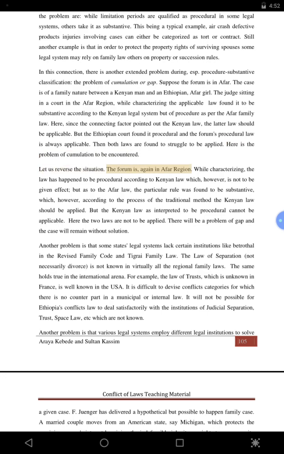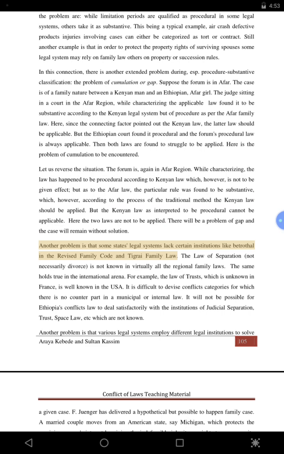Let us reverse the situation. The forum is, again, in the Afar region. While characterizing, the law happens to be procedural according to Kenyan law, which, however, is not to be given effect, but as to the Afar law, the particular rule was found to be substantive, which, however, according to the process of the traditional method, the Kenyan law should be applied. But the Kenyan law, being interpreted as procedural, cannot be applicable. Here the two laws are not to be applied. There will be a problem of gap and the case will remain without solution.